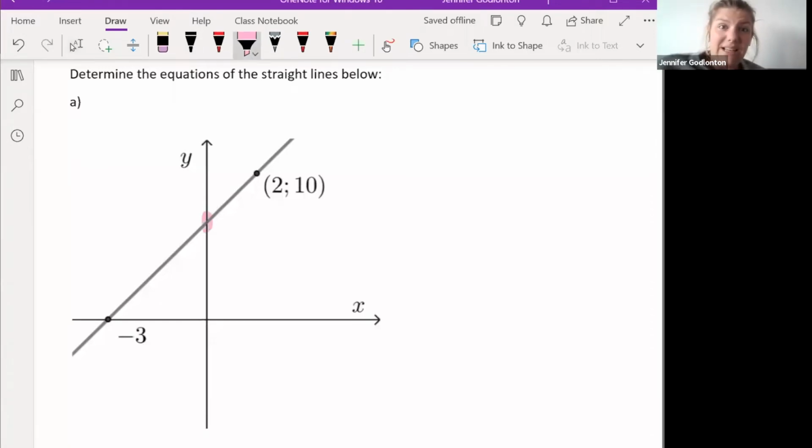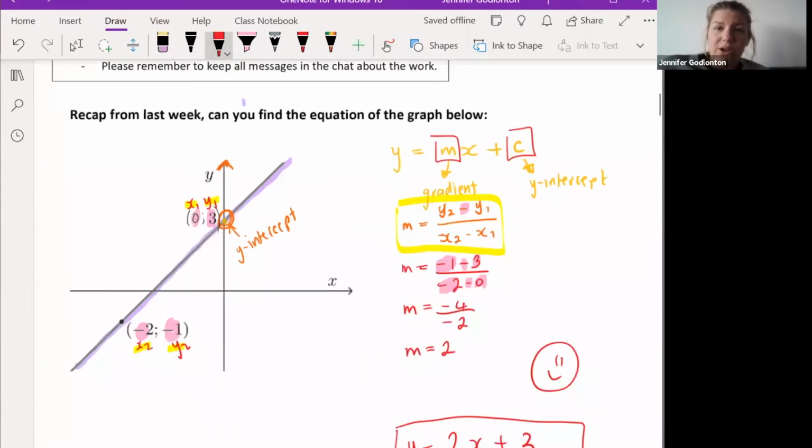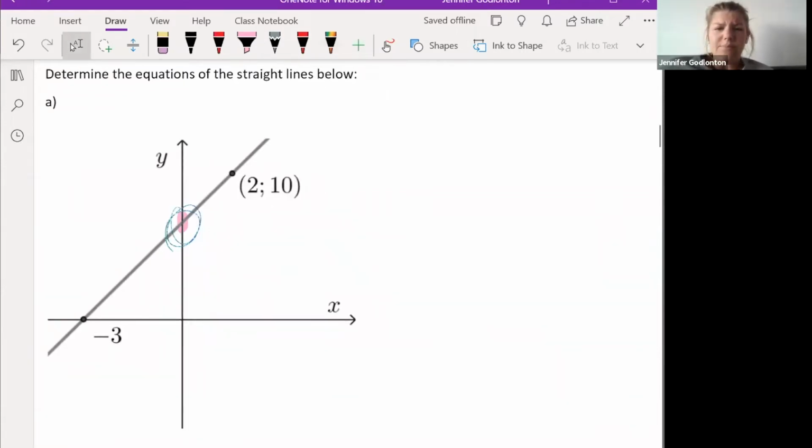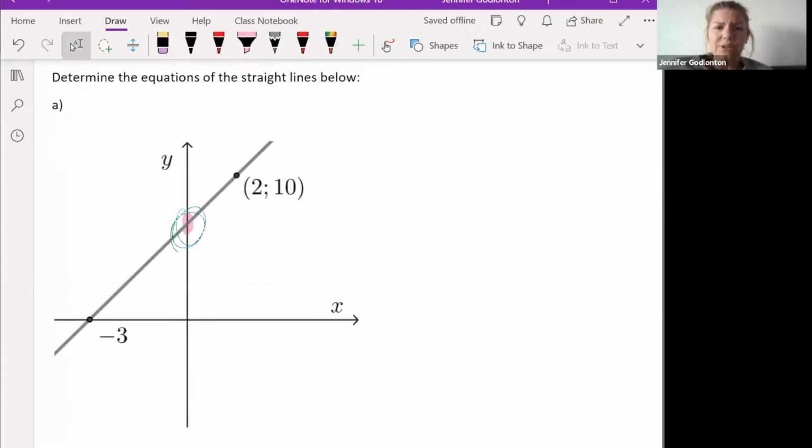Yeah, we don't know what it is. The y-intercept hasn't been given to us, which means we don't know what C is. In the previous question, we knew that C was just going to be 3, so it made our life nice and easy. But now the problem is we don't know what C is. So we have to do something a little bit different in order to find our full equation. I'm going to talk you through this one nice and slow, go through exactly what you need to do.